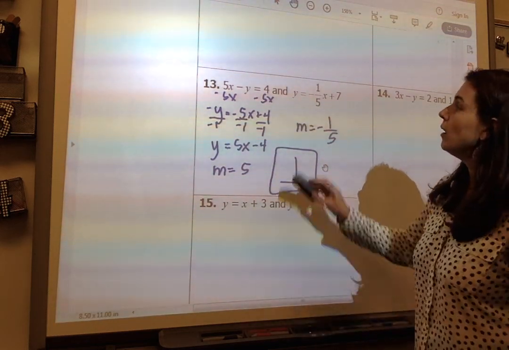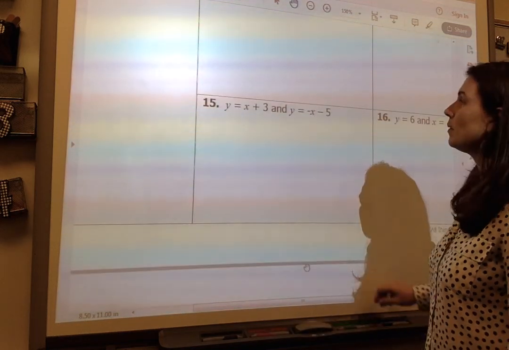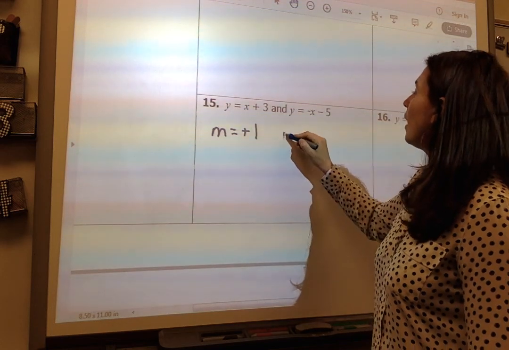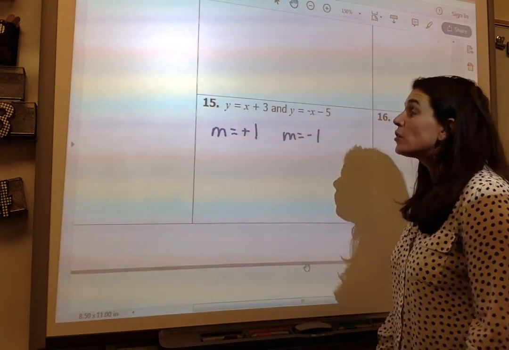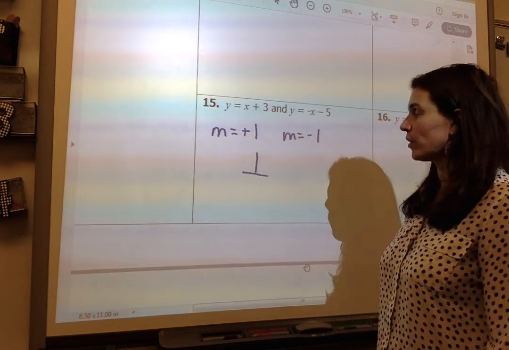Okay? All right, let's take a look at number 15. 15, my slope is positive 1, and my slope is negative 1. So these are negative reciprocals of each other. So these are perpendicular lines.